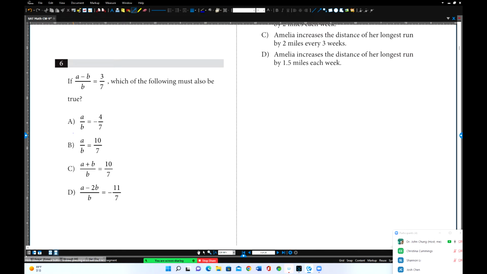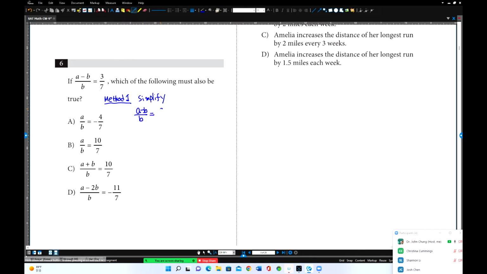A minus B over B equals 3 over 7. Which of the following must also be true? How can you find these numbers? Maybe you can, first of all, method 1, I'm gonna go test this one. Method 1. Simplify. Simplify means what? A over B.